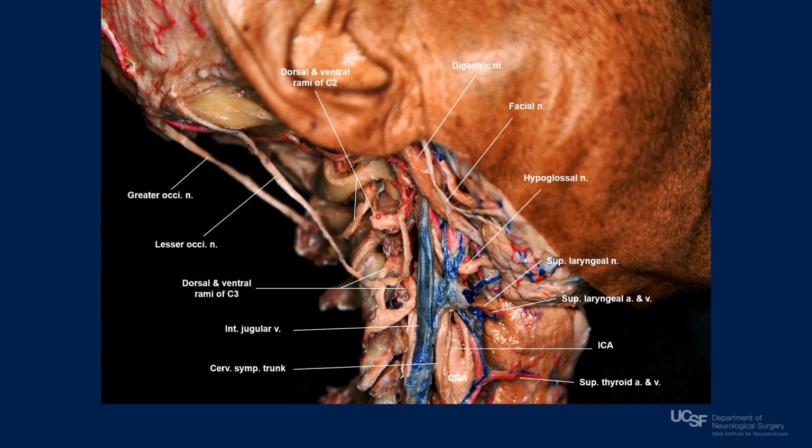This is C2 with a dorsal and ventral rami, and this is C2 and C3. These two nerves are going to form laterally the lesser occipital nerve, and C2, the dorsal branch, is going to form medially the greater occipital nerve.